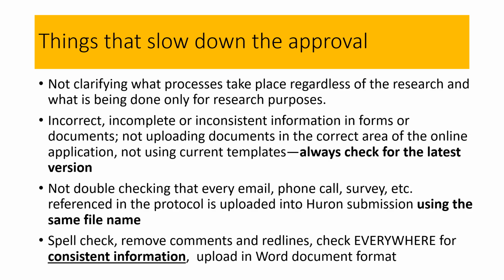Things that slow down your approval. Not distinguishing between research and standard activities is a very common error that we see. For instance, if you are evaluating members of a sports team and using the team's internal testing results as part of your analysis, make sure that the team's internal testing is done regardless of your research. The UCF IRB only needs to review and approve the procedures you are doing only because of the research study.